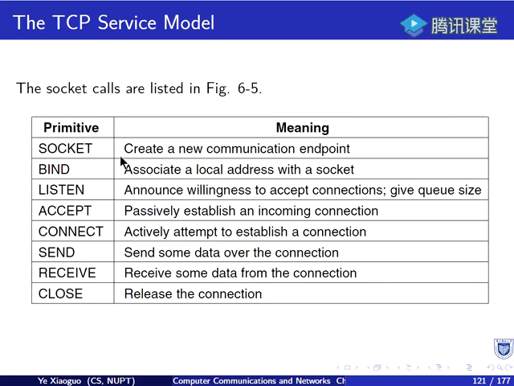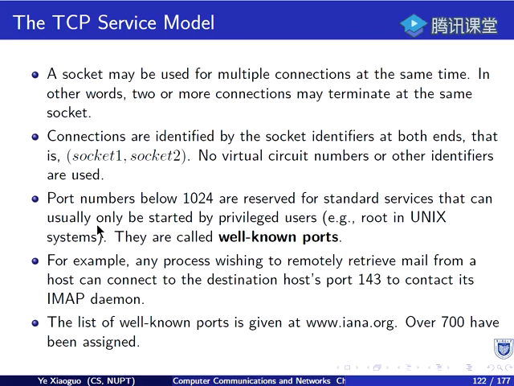For example, socket is used to create a new communication endpoint. Bind associates a local address with a socket, and then listen, accept, connect, send, receive. A socket may be used for multiple connections at the same time. In other words, two or more connections may terminate at the same socket. Connections are identified by the socket identifiers at both ends, that is, socket 1 and socket 2, the two endpoints of a connection. No virtual circuit numbers or other identifiers are used.